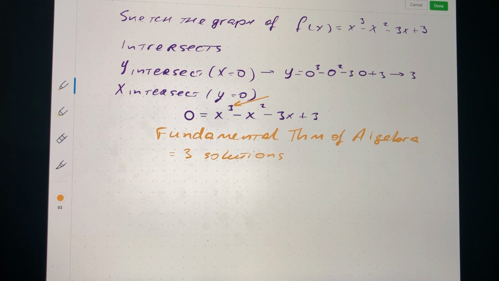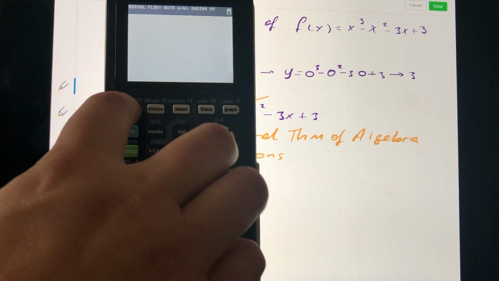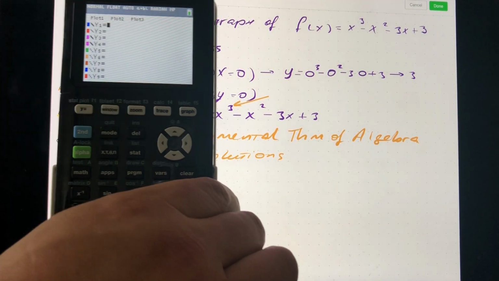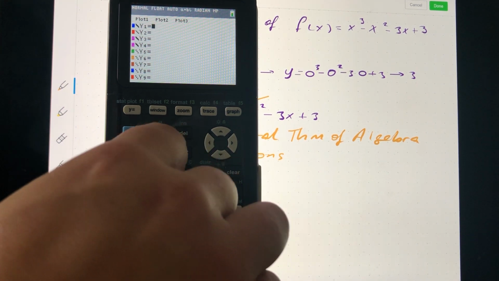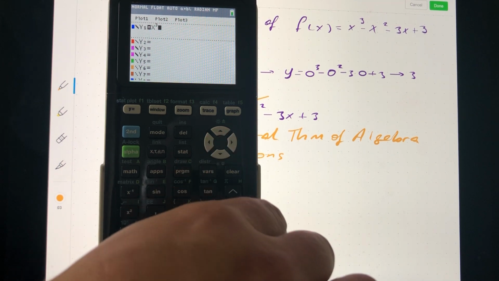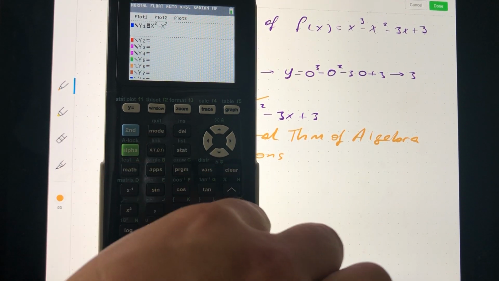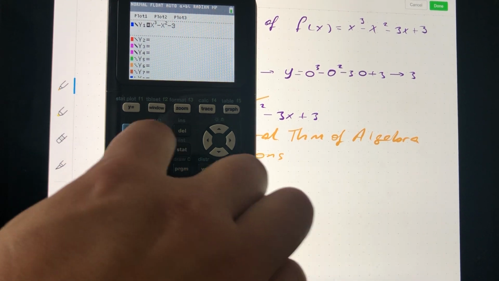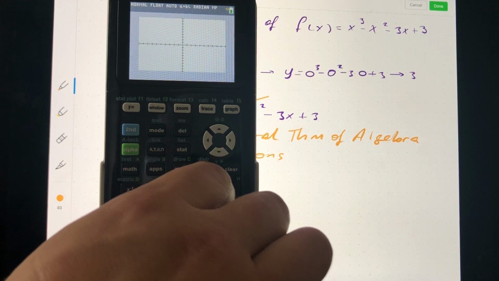So looking at the diagram, let's make a picture of the actual curve and have a look. Here is the original. It is x to the power 3, minus x to the 2, minus 3x, and plus 3. So let's have a look at the picture.